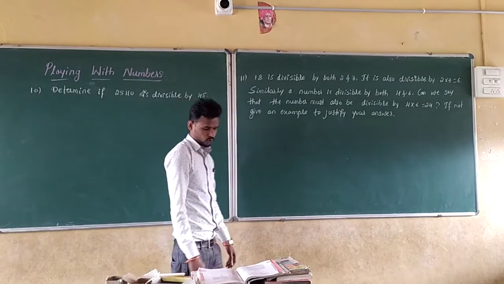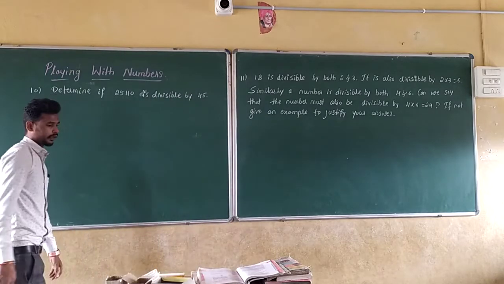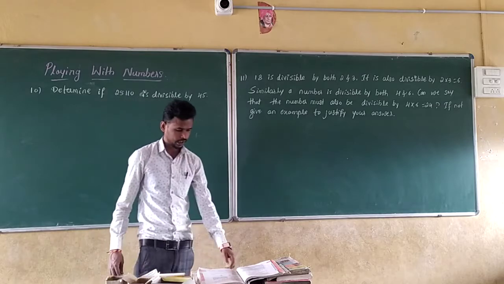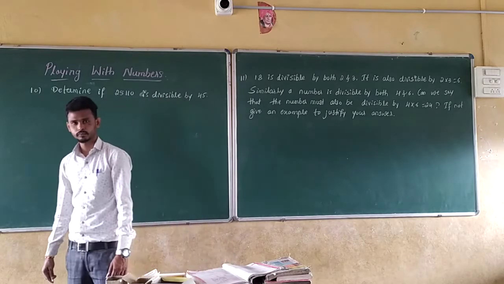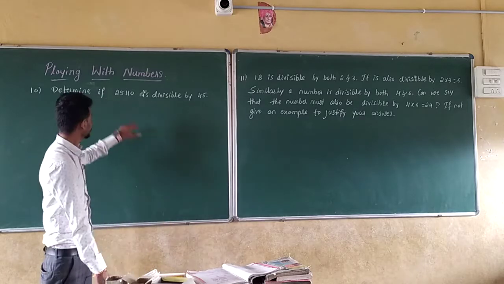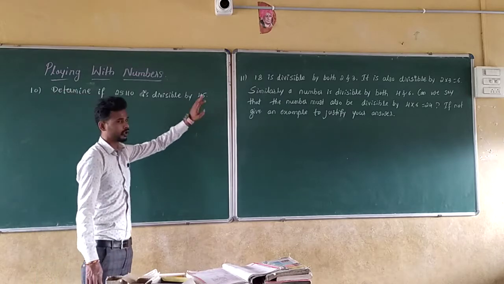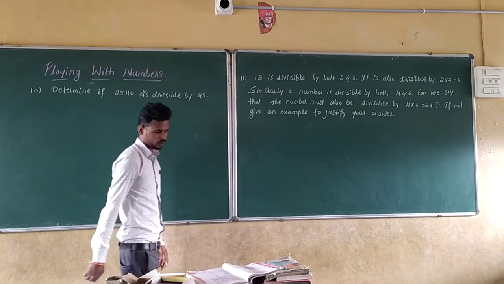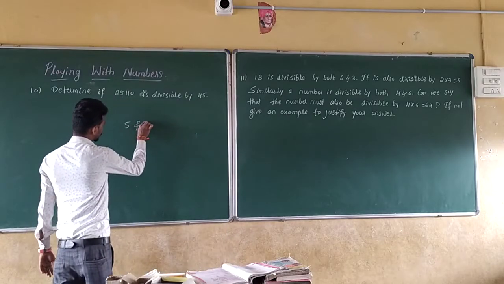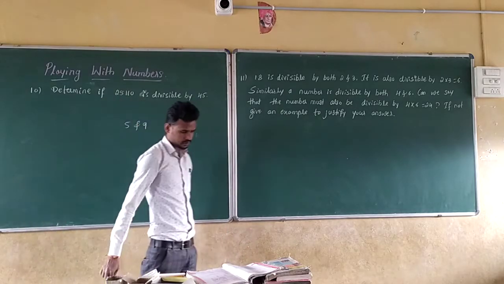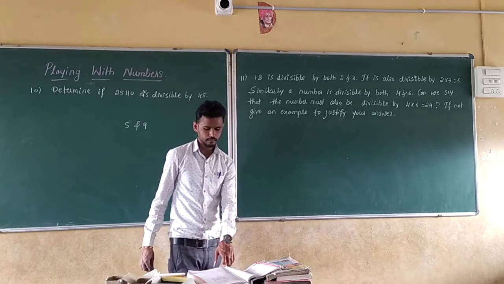Okay, students, let us see the next question, the 10th one. Determine if 25,110 is divisible by 45. You need to check whether 25,110 is divisible by 45 or not. For that, here they are given 5 and 9 are co-primes. So test the divisibility of the number by 5 and 9.